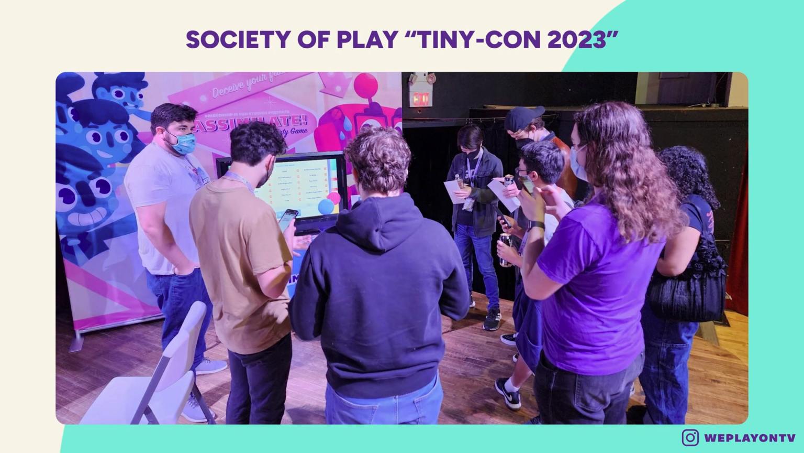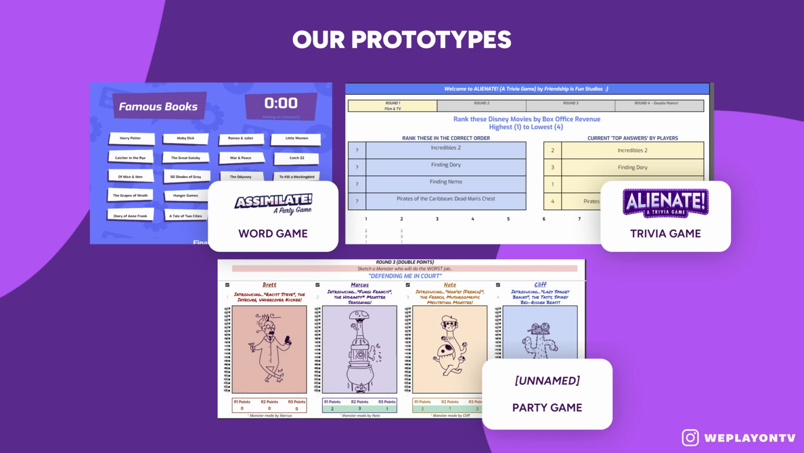And that's where we are today. Assimilate launched on Steam in late 2021, and we're currently hard at work on our second game. Except, this process went so quickly that while our developers are working on game number 2, Alienate, a social deduction trivia game with a fun alien theme, we've already started prototyping game number 3, a cute drawing game where players get to design and pitch their own monstrous abominations.